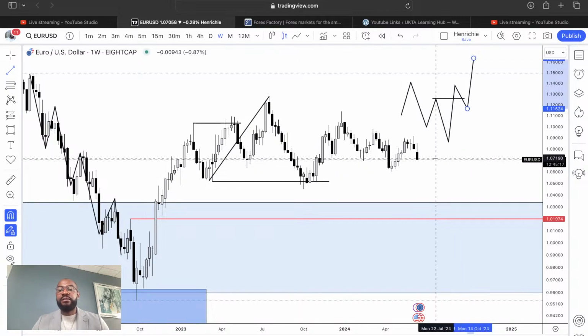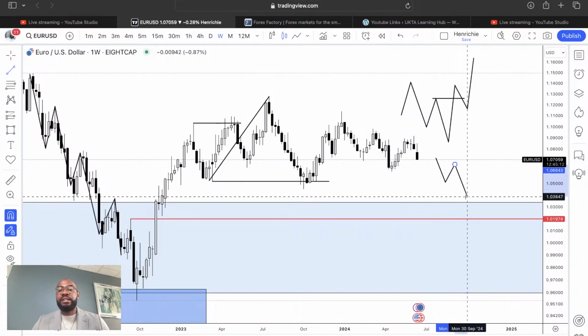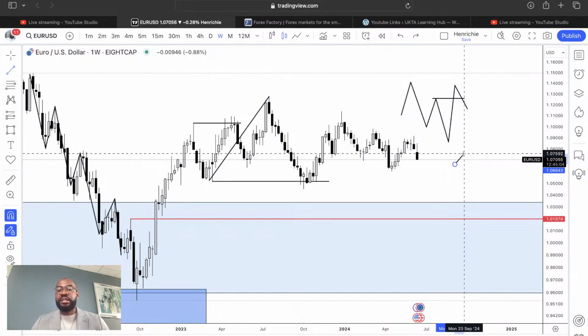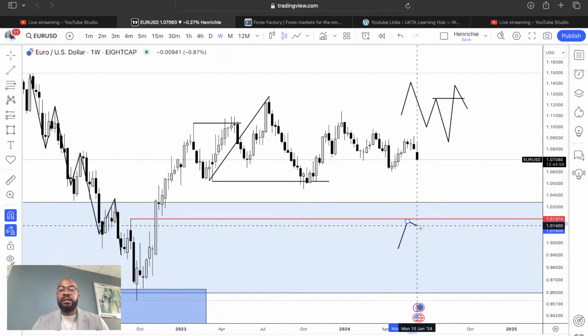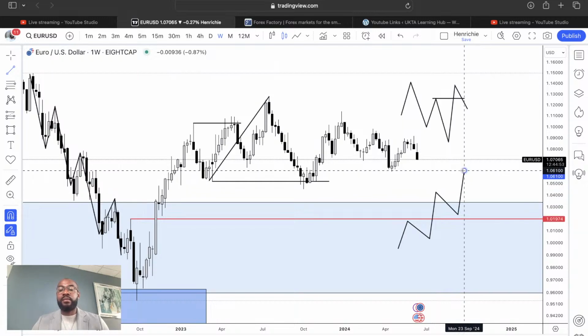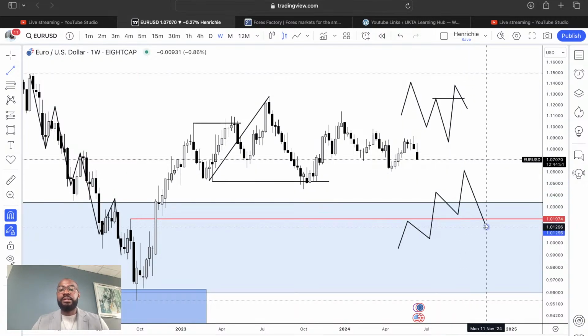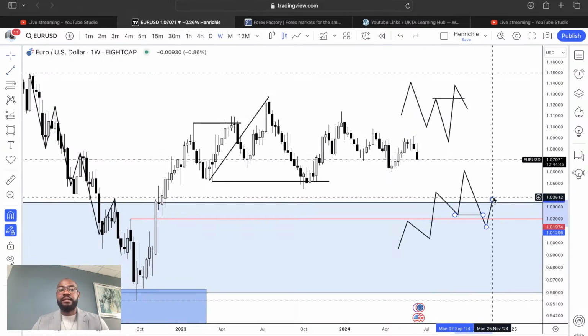Same thing goes for sell. If I'm bearish, the same thing goes if price is trending to the upside like this, higher high, higher low, higher high, higher low, break of structure, candle close, I'll look for a retest like this, and then I'll sell. I want to see a candle close.